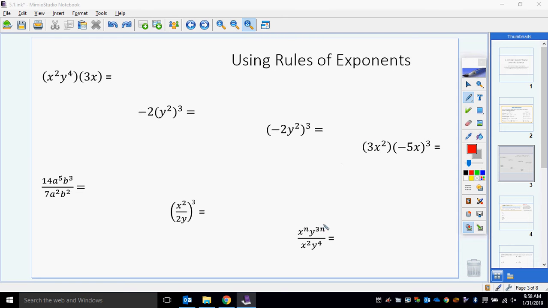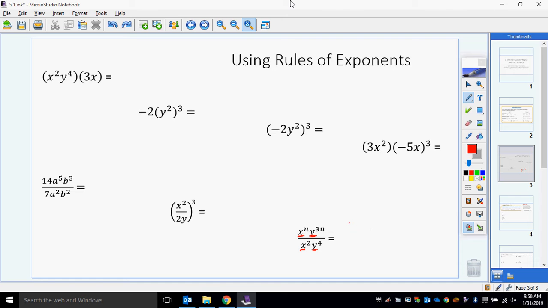And on this next example, we are dividing powers that have the same base. So the x is there and then the y is there. Now notice I can't write it out the long way. I can't say x to the n power because I don't know how many x's I'm multiplying. I don't know what n is.